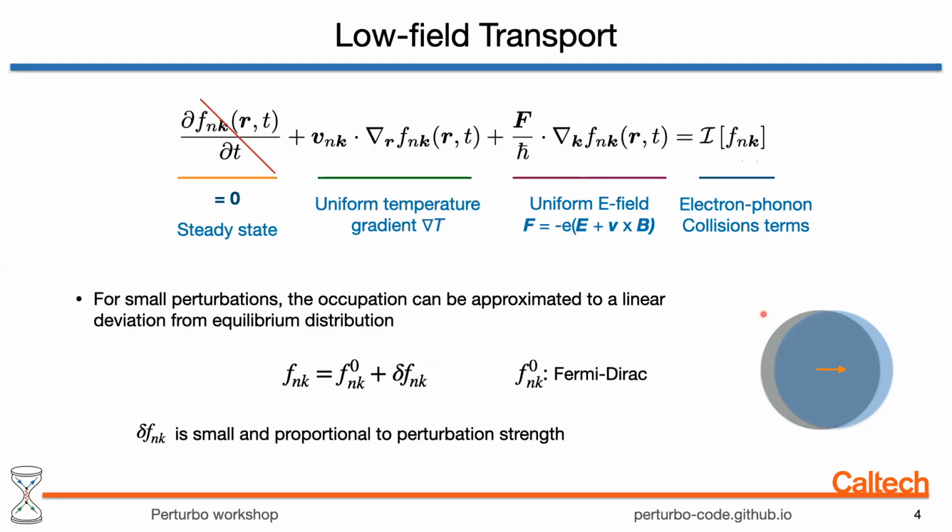And this is described in this very simple diagram right here, where in equilibrium, where you have no perturbations, i.e. no external fields, no temperature gradient, the electrons have a Fermi-Dirac distribution, which is described by this gray circle. And then once you apply perturbations, it's going to be ever so slightly deviated from that, shown with this blue circle right here.